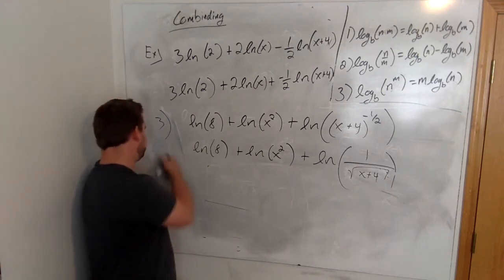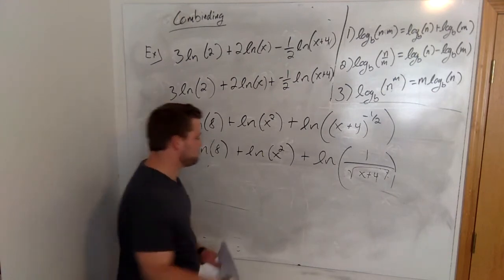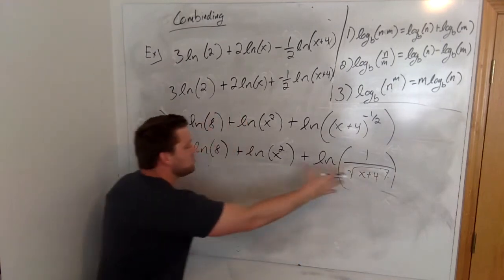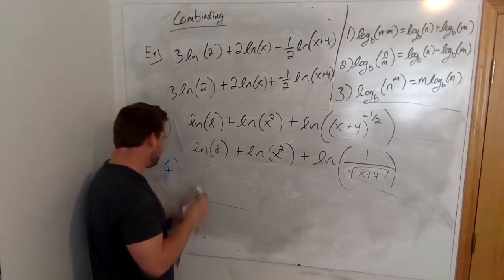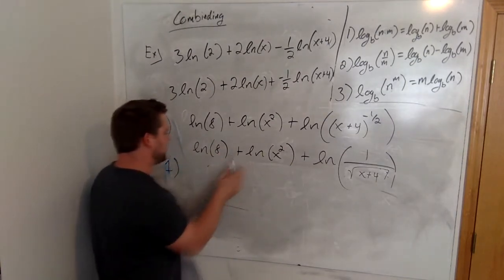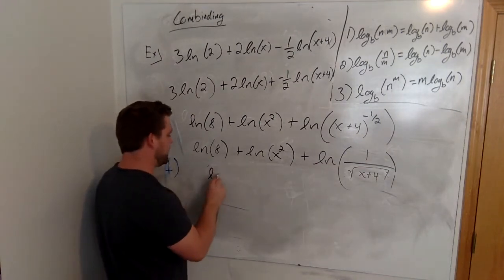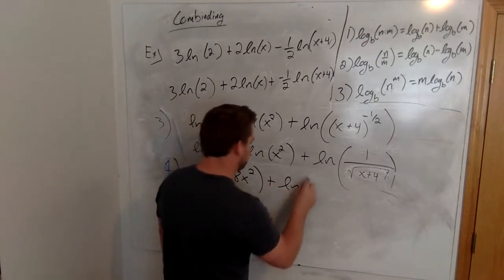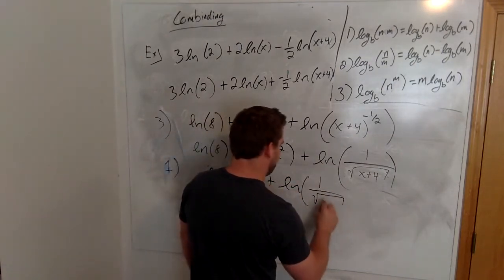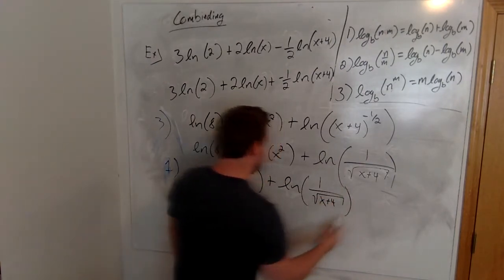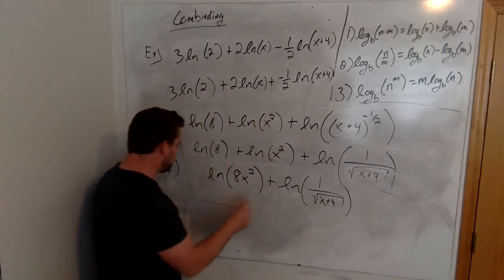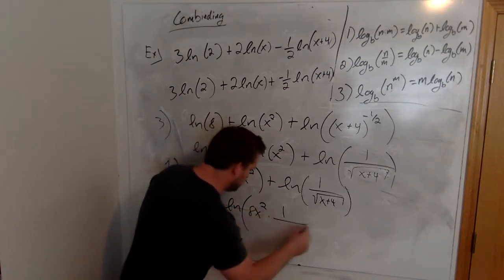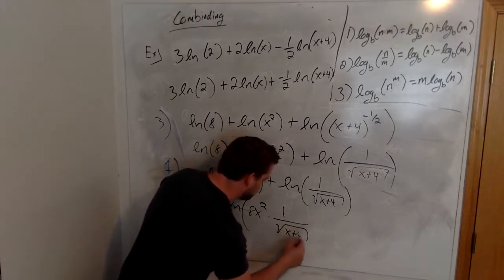Let's just smack this thing with log rule 1. What can we do now? Well, now since it's all addition, we can just multiply this all together. So maybe I'll do it in a 2-step process. We could first multiply these together, or multiply their insides. This is the natural log of 8x squared plus the natural log of 1 over the square root of x plus 4. Well, now hit this with log rule 1 again, multiply. This is the natural log of 8x squared times 1 over the square root of x plus 4.